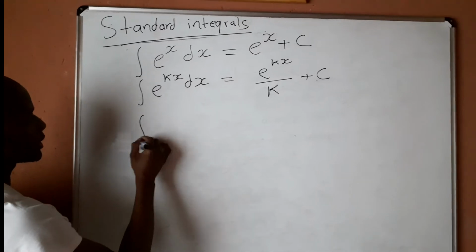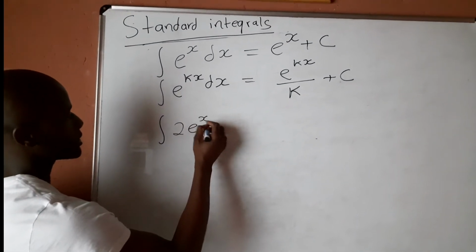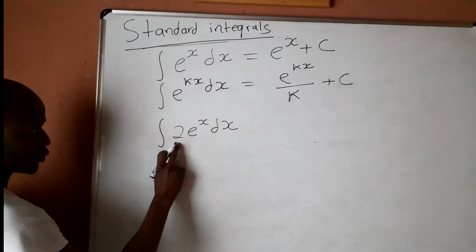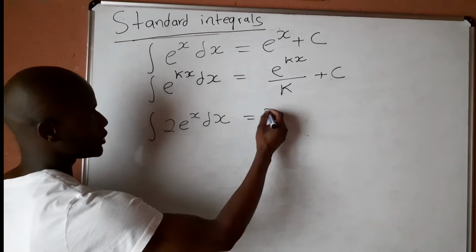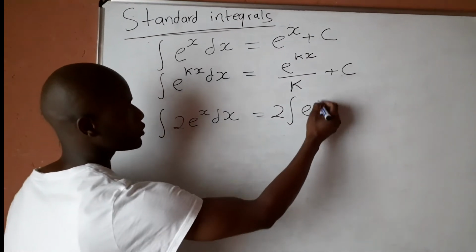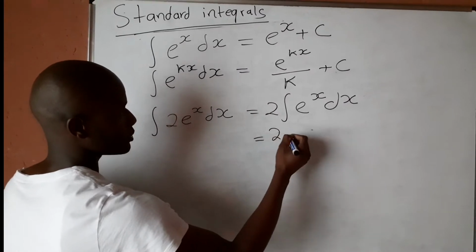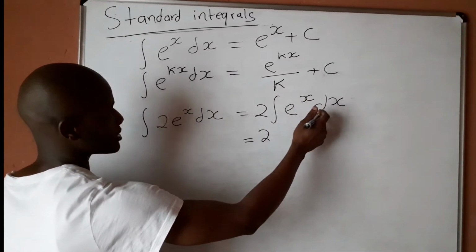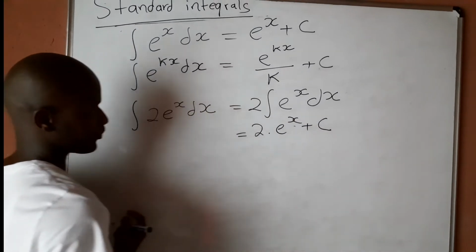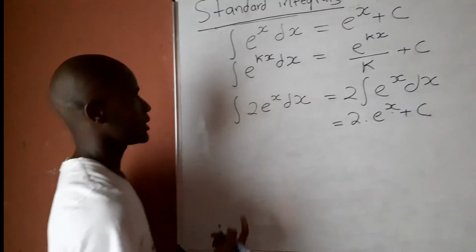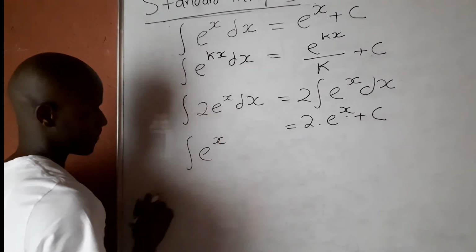They will say integrate 2 e to the power x dx. We take the 2 out as a common factor. So it's going to be 2 times the integral of e to the power x dx, which is going to be 2 times e to the power x plus c. Another example, they can say integrate e to the power x dx.